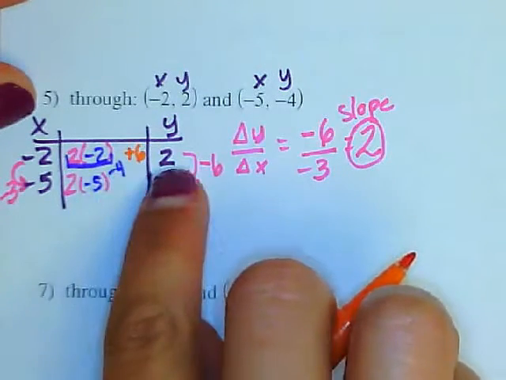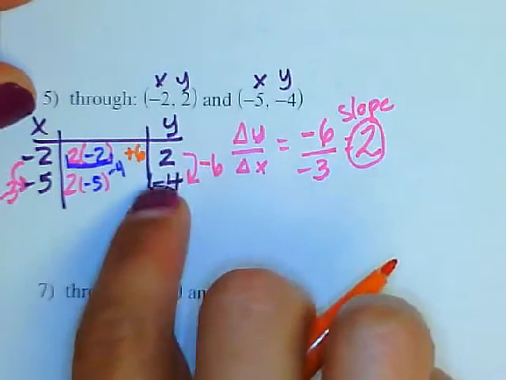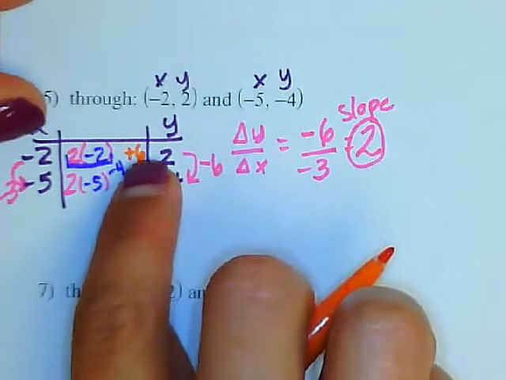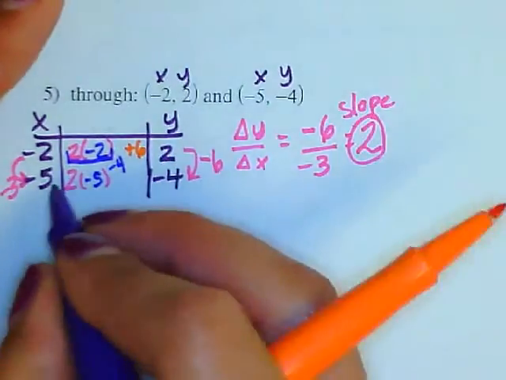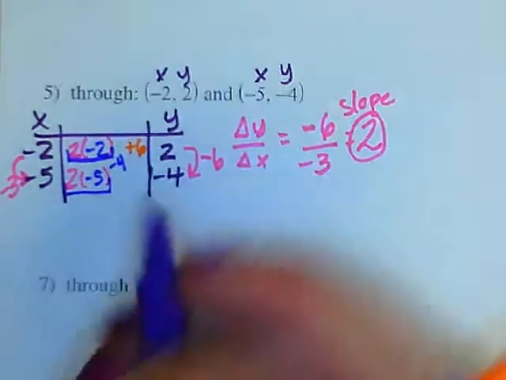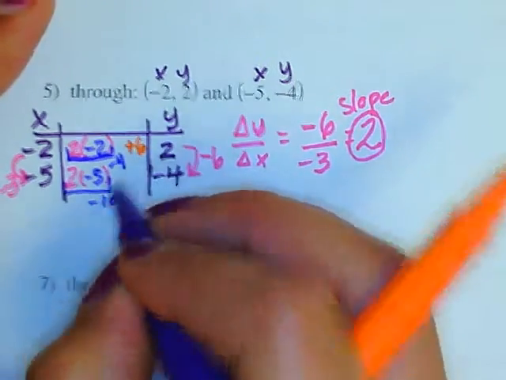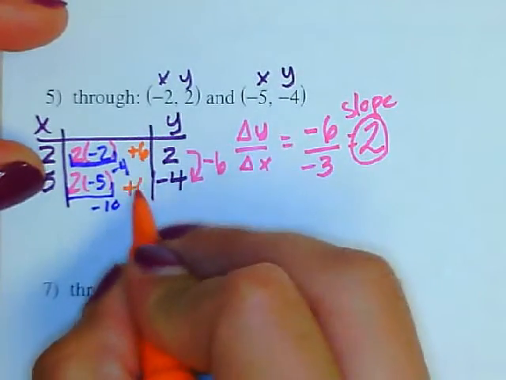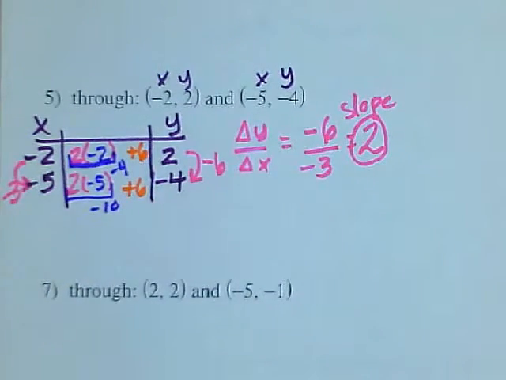And if you can't get that add 6, then you enter in the calculator 2 minus negative 4, and it should give you plus 6. Test out the other one. 2 times negative 5 gives you negative 10. And so negative 10 also plus 6 gives me negative 4.